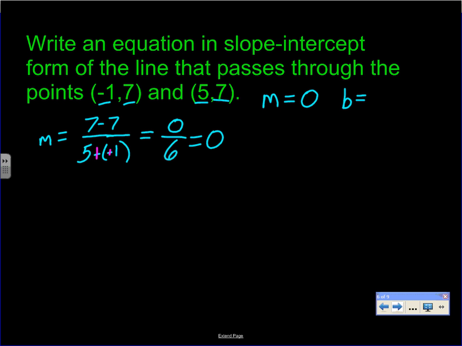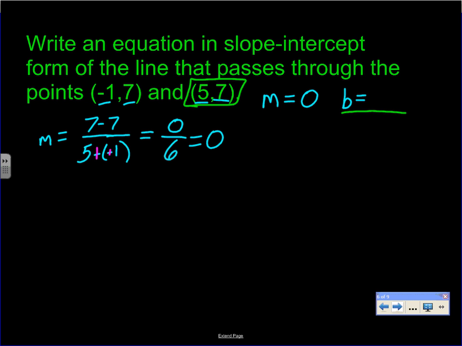A line that has a slope of 0, by this point you should know that if it has a slope of 0, it's going to be a horizontal line. It's a horizontal line that crosses the y-axis at whatever the y-intercept is. So let's go ahead and determine what that y-intercept is.